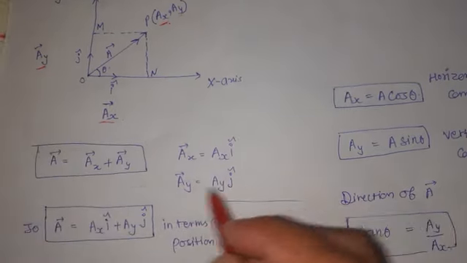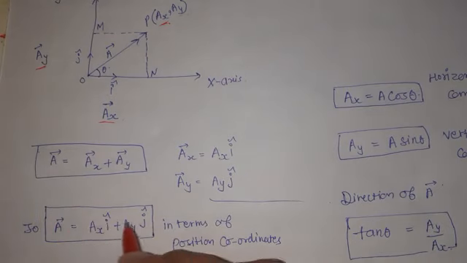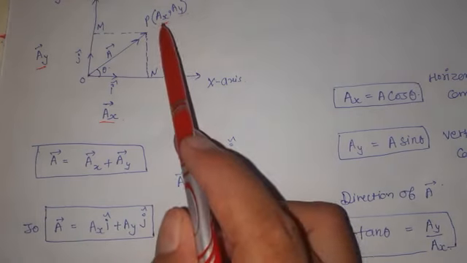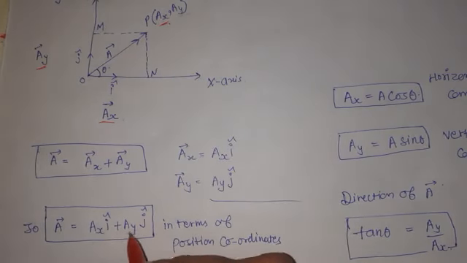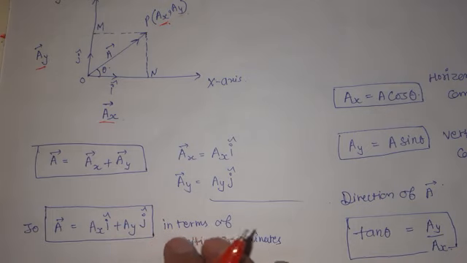Thus we can also write this given vector in terms of position coordinates. The position coordinates were Ax and Ay. So it is A equals Ax i plus Ay j. This is an important formula to learn, and it will be applicable to our numerical problems.